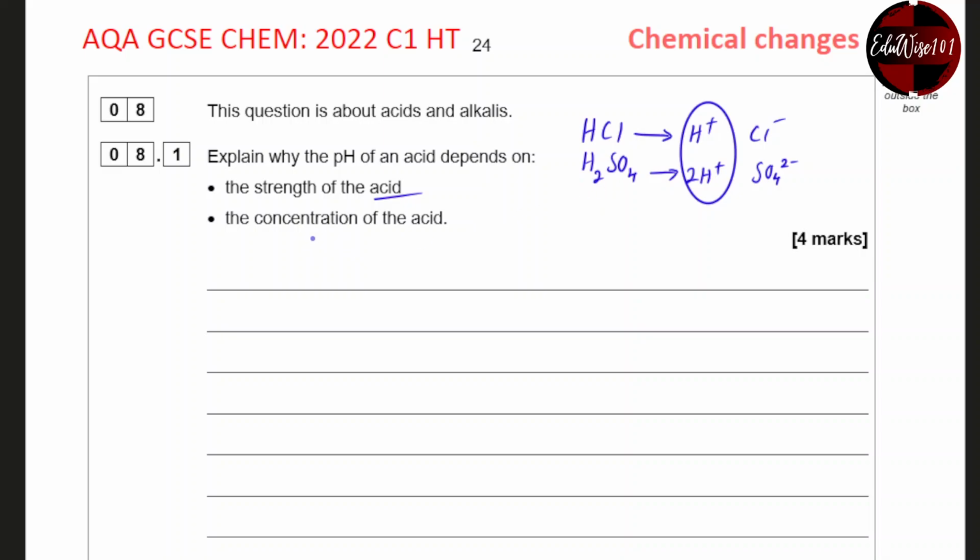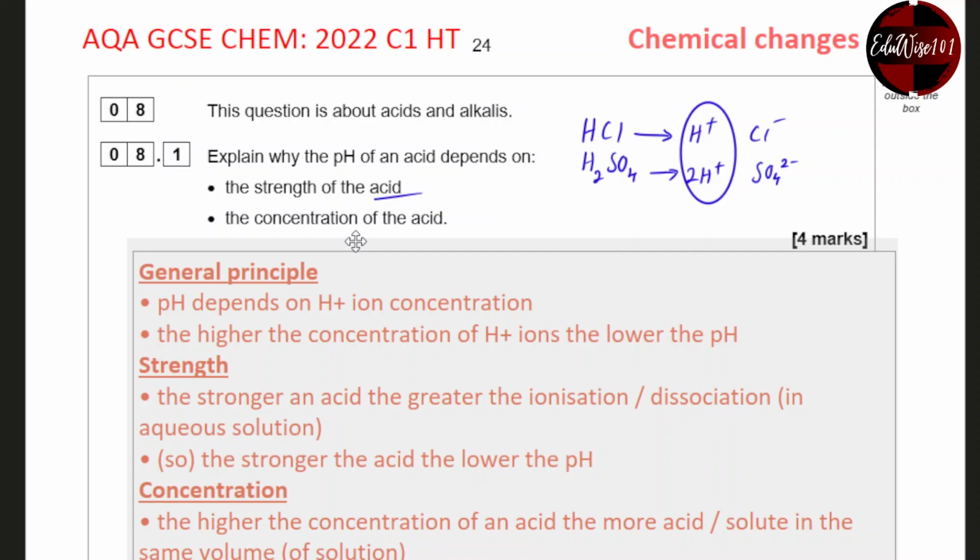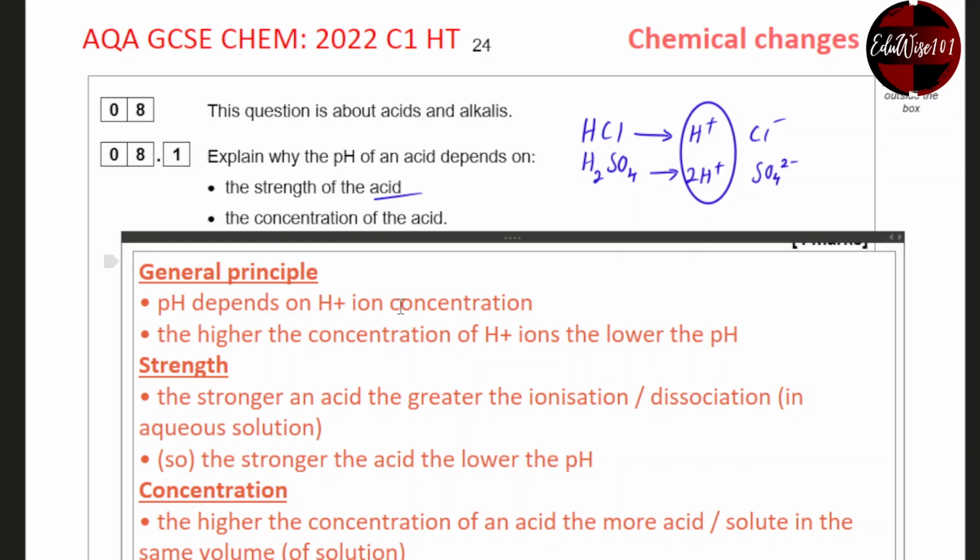The concentration refers to the number of ions. So again, it's referring to the number of H+ ions here, because acidity depends on the availability of H+ ions. So why does the pH depend? Now, the more H+ ions there are, the lower the pH. So here's the answer, general principle. The pH of an acid depends on the H+ ions.